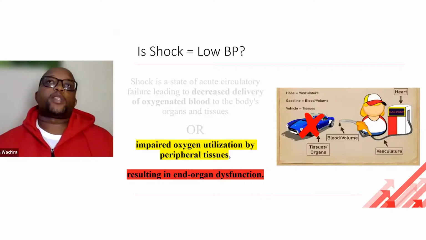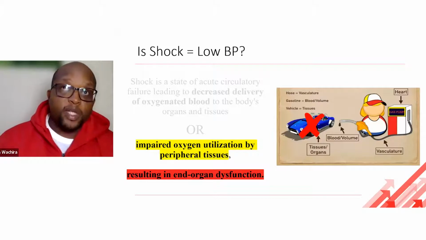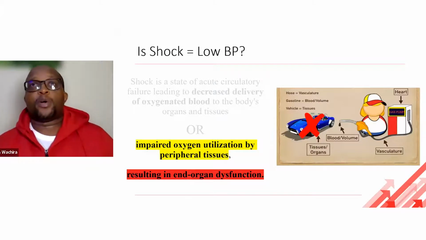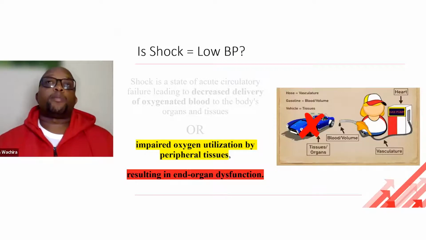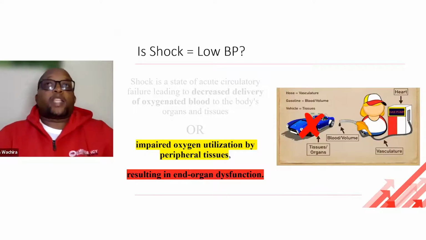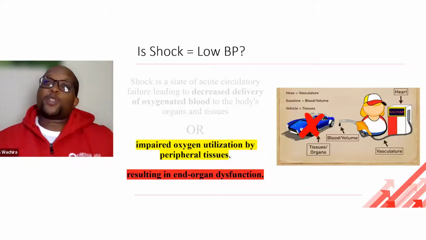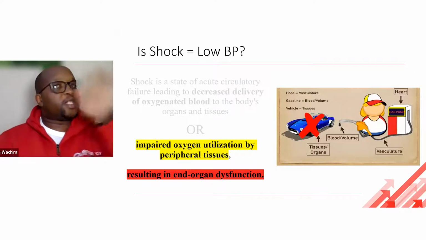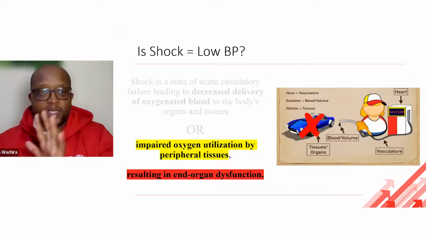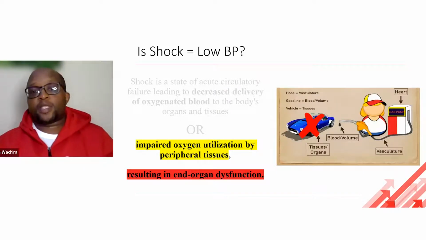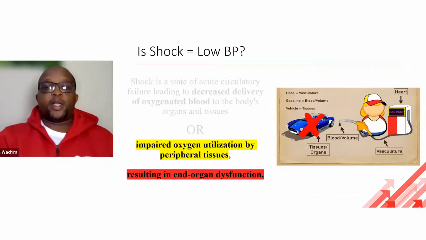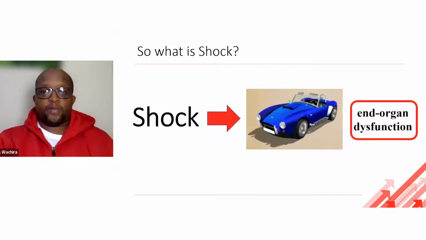This is seen in situations like carbon monoxide poisoning or cyanide poisoning, or even in sepsis, for example, where your tissues are not able to utilize the oxygen being delivered to them adequately. That's when your patient ends up in shock. So again, shock is not blood pressure. It's decreased delivery of oxygenated blood or impaired oxygen utilization by peripheral tissues, resulting in end organ dysfunction.